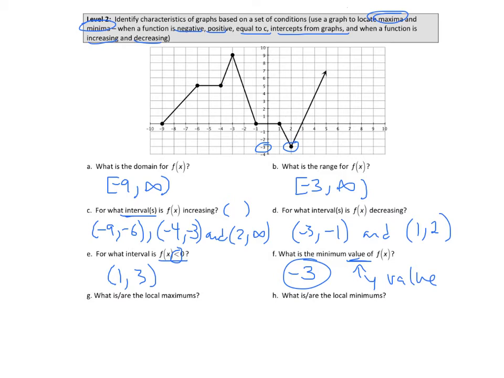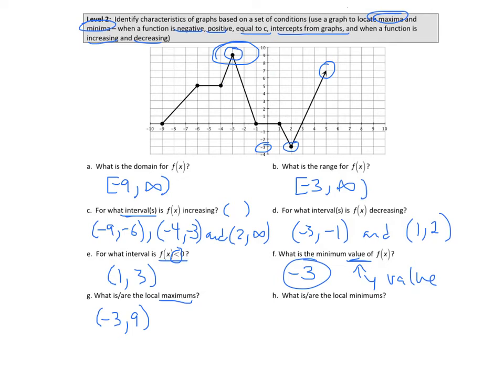And then the local maximums, a local max is a point where you have a high point on the graph, and that would be this point, a point that's higher than any other point around it. So it has one local max, and that would be the point -3, 9. Now, note that this is not the highest point on the graph. Because of this arrow, this graph does go up forever, but this is the highest point around it. So whenever it's like the top of a mountain, that would be a local max.